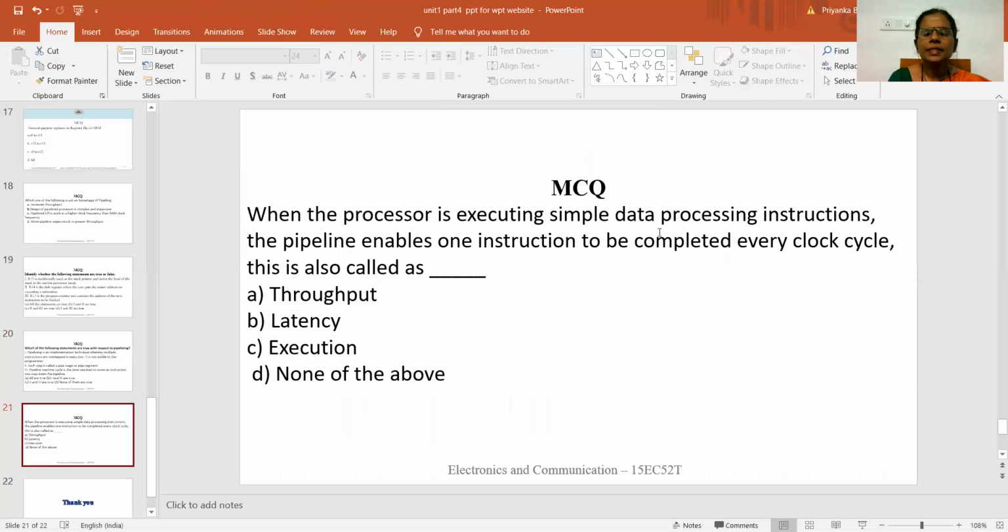When the processor is executing simple data processing instructions, the pipeline enables one instruction to be completed every clock cycle. This is called as what? After the third clock cycle onwards, after every clock cycle, we start getting the output, and that is called throughput, not latency. Latency is the time required to fill the pipeline. They have not asked about time. We get the output every clock cycle, they have said. So the option is throughput. It's not latency or execution. Definitely option A is the right answer for this question.